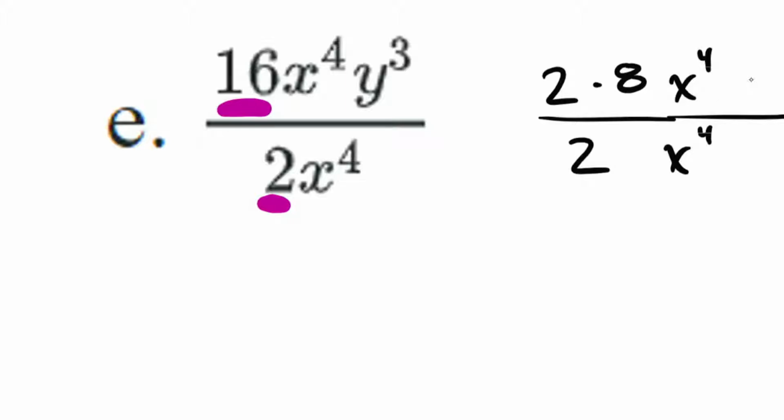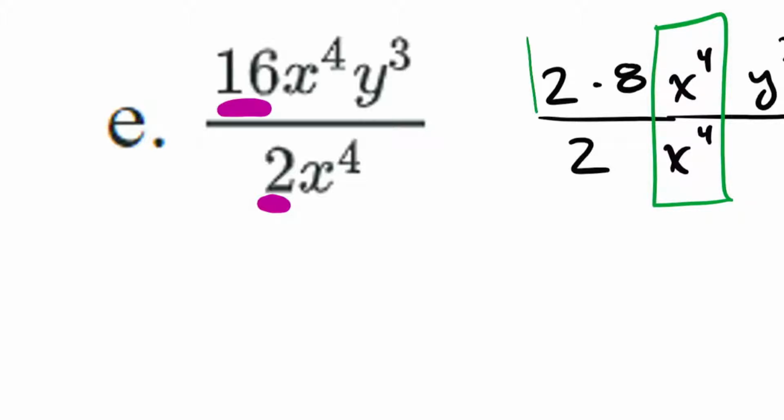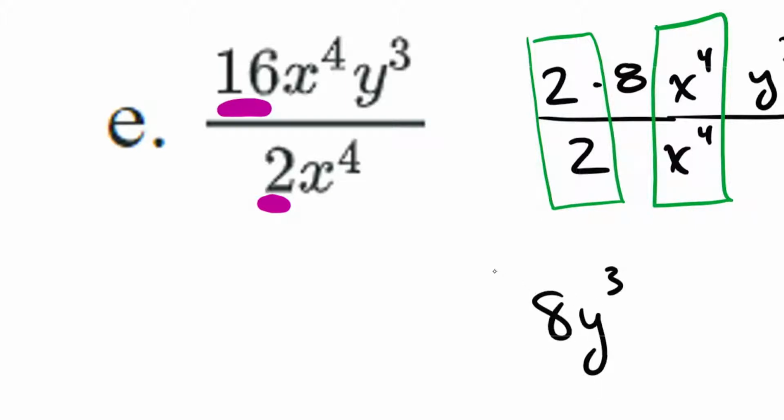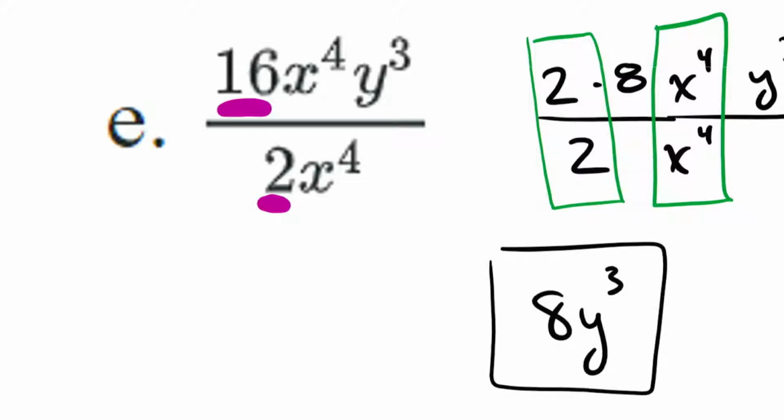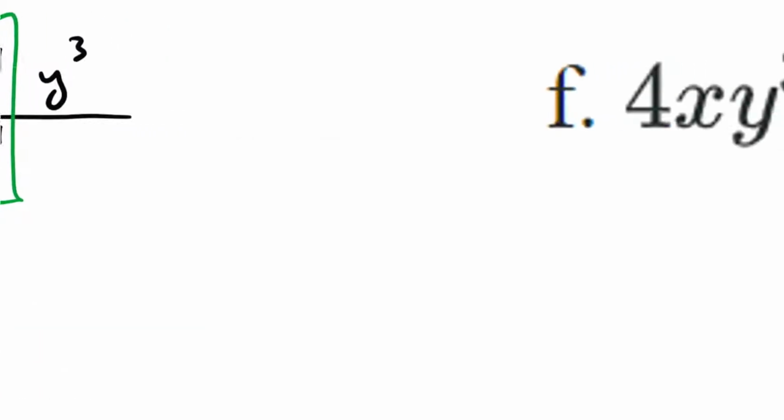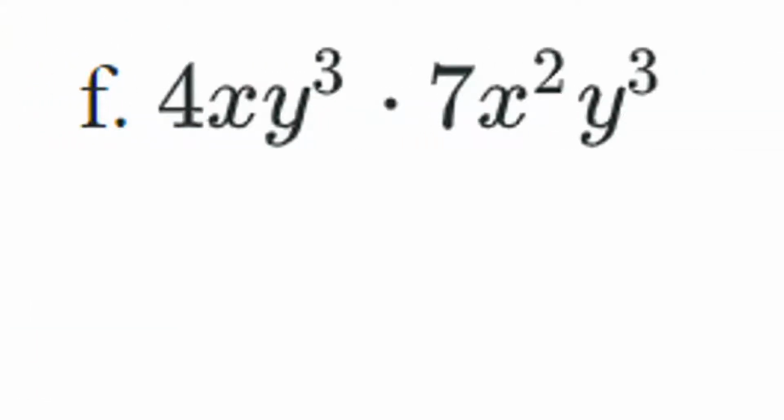And then finally, I have this y to the 3rd that's hanging out in the numerator. So identifying the ones, I can see I have a 1 in the form of x to the 4th over x to the 4th. And I also have a 1 in the form of 2 over 2. So what I'm left with here in the numerator is the number 8. And I am also left with 3 factors of y. So this becomes 8y to the 3rd power. And then finally for F, I'm doing some multiplication here.